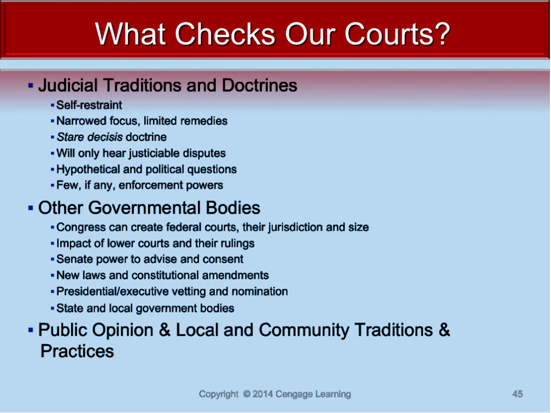So, stepping back to the routine, the normal way that the federal courts operate, what are the checks and balances for the federal courts? Well, one set of checks on the courts is judicial traditions and doctrines. The doctrine of self-restraint, the fact that the federal courts have a relatively narrow case-by-case focus and that they have limited remedies available to them. The doctrine of stare decisis, or the respect for precedent, prior rulings by the federal courts and by the Supreme Court.